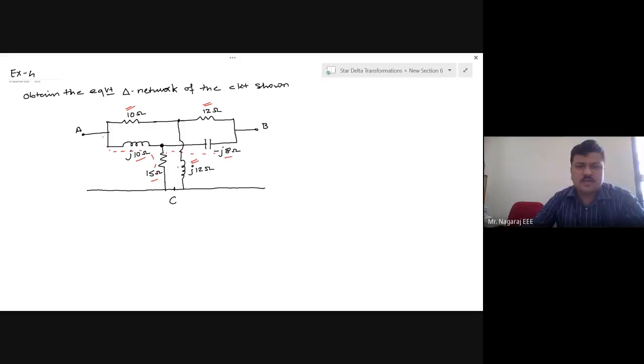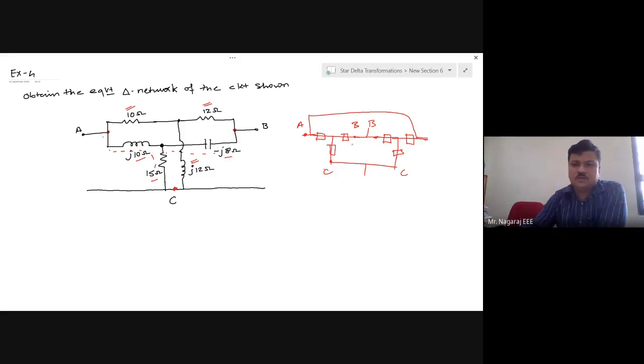And these two star networks are connected in parallel at terminals A, B and C. So I have one star network, I have another star network, and I have three terminals A, B and C. So two star networks are connected in parallel.